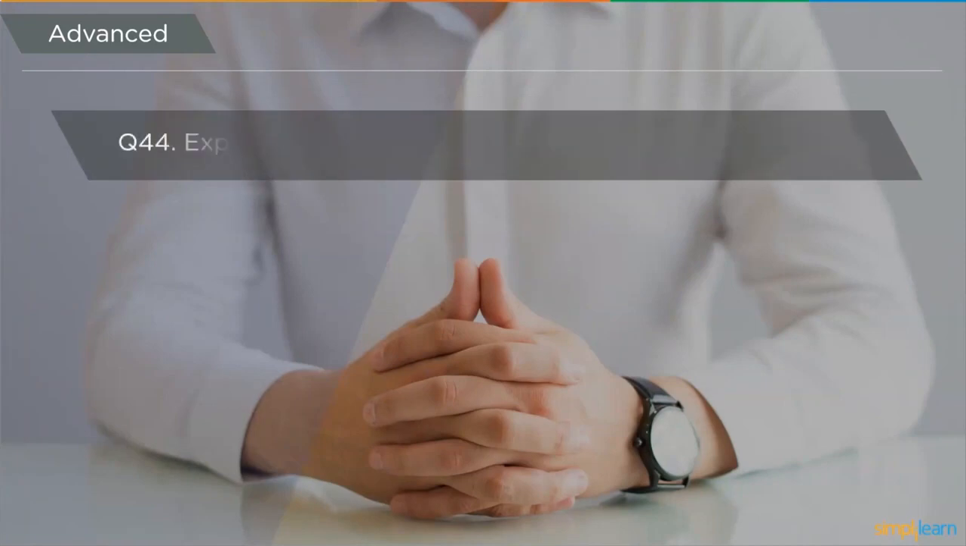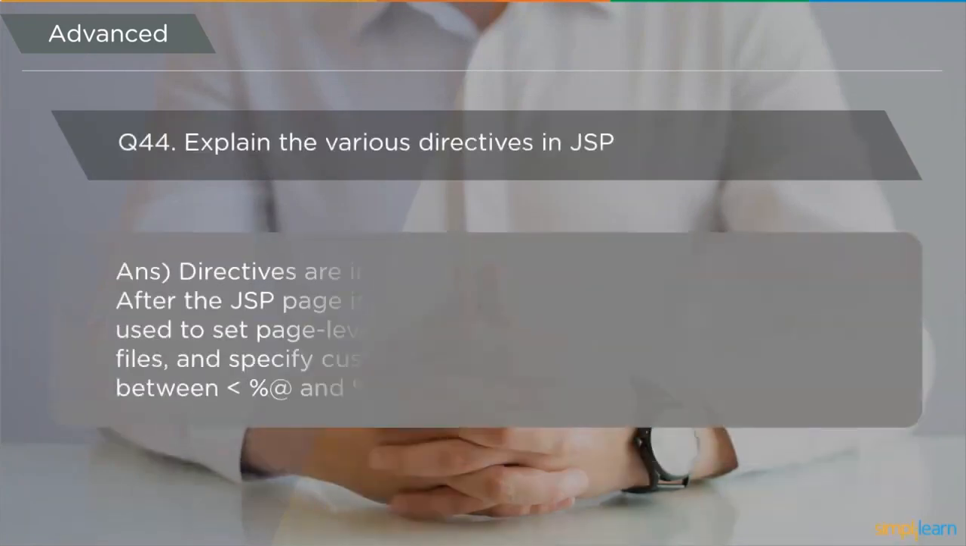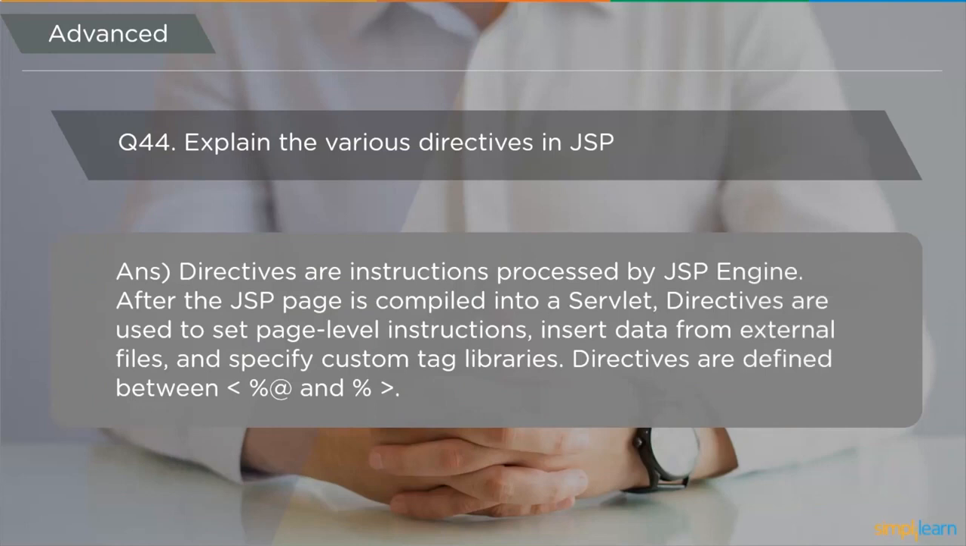Next question is, explain the various directives of JSP. So the directives are instructions processed by the JSP engine. After the JSP page is compiled into a servlet, directives are used to set page level instructions, insert data from external files and specify custom tag libraries. Directives are defined between the following symbols. So these are the symbols that are used to specify the directives in a JSP page.